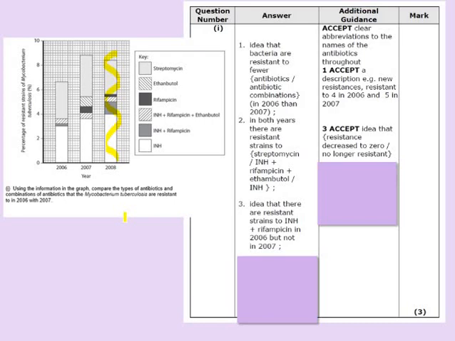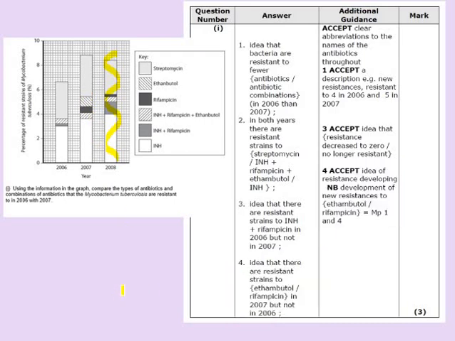Number 3. The idea that there are resistant strains to INH and rifampicin in 2006 but not 2007. So if we look at that, this is not the darkest grey but quite a dark grey. Bacteria are resistant to this in 2006 but that disappears completely in 2007. And final mark, the idea that there are resistant strains to ethambutol and rifampicin in 2007 but not 2006. Which again, that makes sense because we have this really dark grey colour for this antibiotic here, and that only starts appearing in 2007. We did not see that in 2006. Okay, so that's 3 marks available there.